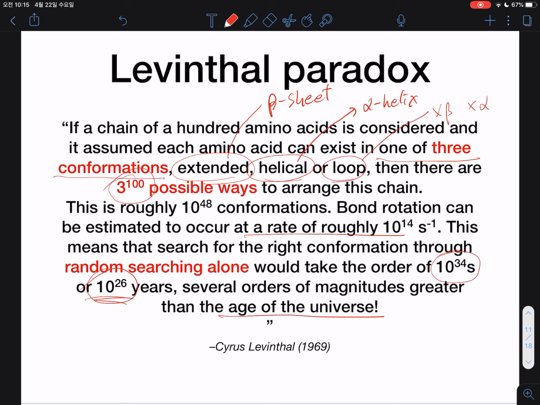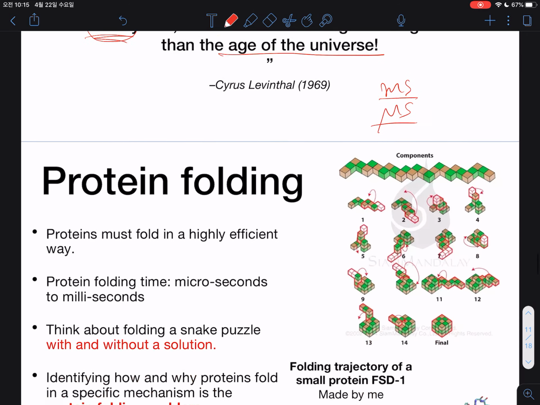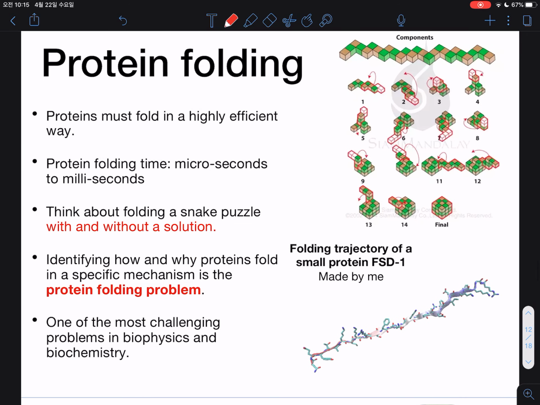But actually proteins are generally folded within milliseconds or within microseconds. Some proteins are folded within microseconds. So this is a paradox. Then it means that proteins know how they should be folded so that they can be folded very quickly, right? So this is the problem of protein folding.